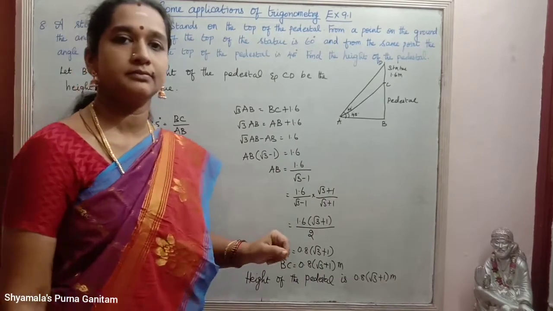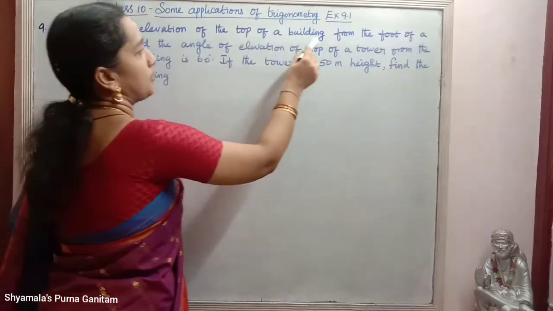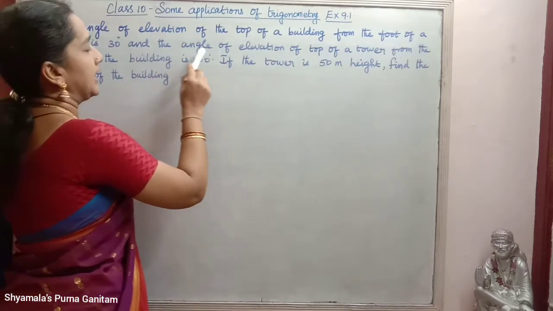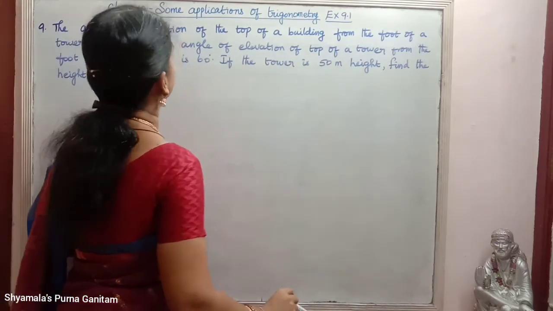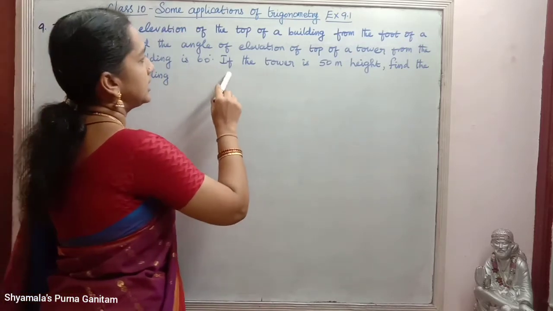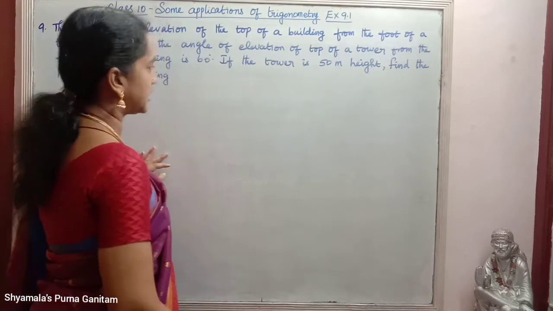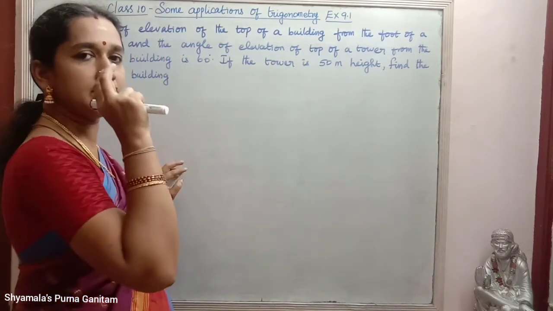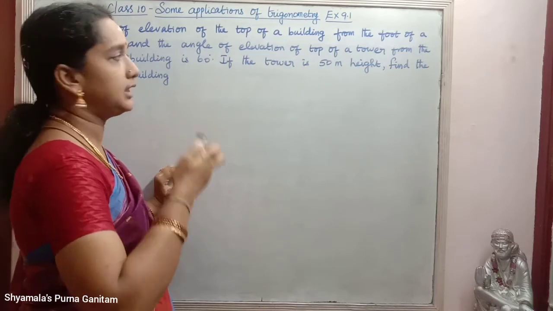Okay. The angle of elevation of the top of a building from the foot of a tower is 30 degree and the angle of elevation of top of a tower from the foot of the building is 60 degree. If the tower is 50 meter height, find the height of the building. So two things are there. One is building, the other one is the tower.